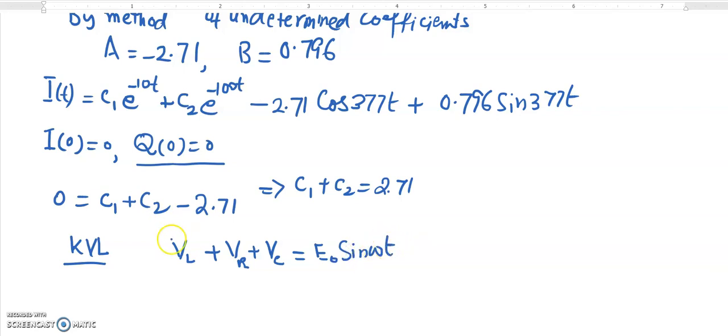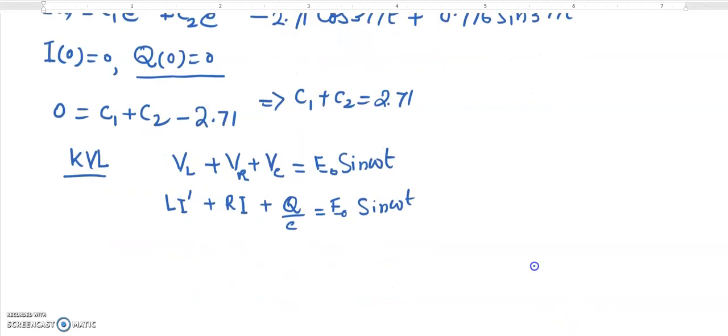Okay, and VL is the inductance voltage, equal to L I prime, di over dt, and VR is Ri, and Vc is Q over C, the charge over capacitance, equals E naught sine omega t. So now here we can apply the condition for zero charge at time equal to 0.